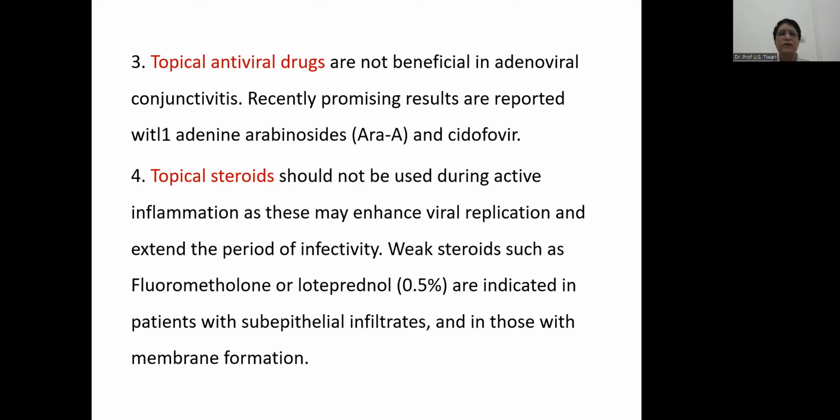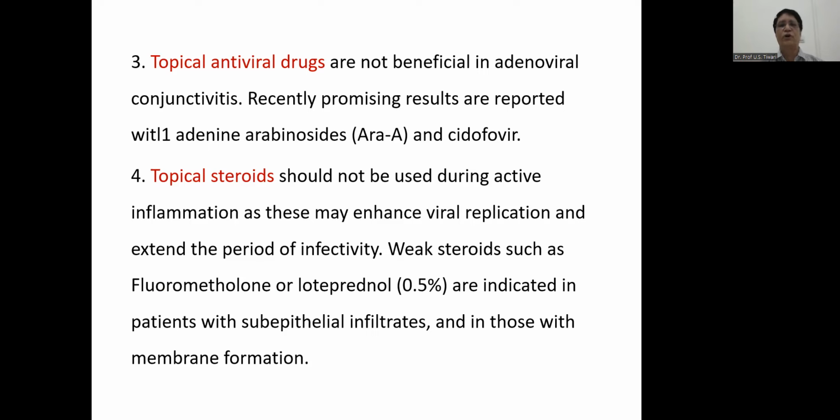Topical antiviral drugs, although it's an adenoviral infection, are not of much value in this type of infection. Recently, however, promising results have been reported with adenine arabinoside, which is called ara-A, and with ganciclovir. So these are the newer antiviral agents that have been tried in these cases of adenoviral infection. As such, they are not required in most of the cases.